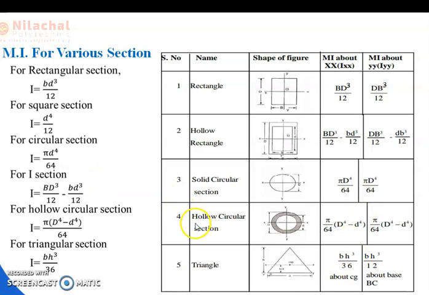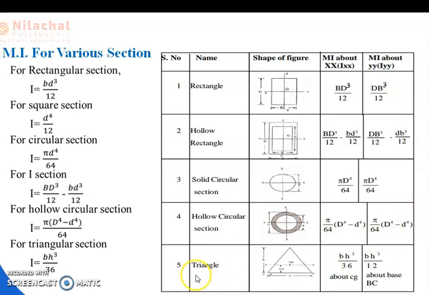Okay, so now come to the hollow circular section. As I said before, like the hollow rectangular section, where two rectangular sections are there, similarly here also two circular sections are there. One is the smaller circle, another is the bigger circle. So here the formula is pi by 64 into capital D to the power 4, that means the diameter of the bigger circular section, minus small d to the power 4, that means the diameter of the smaller circular section. In the case of the y-axis this formula is the same.